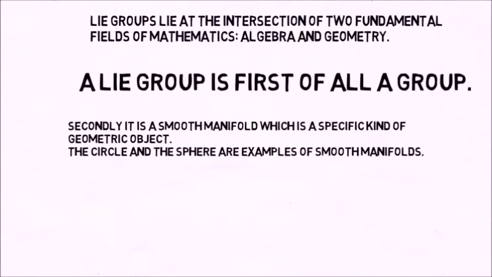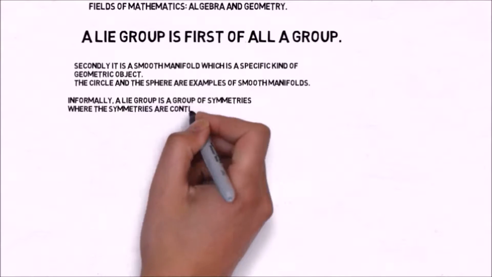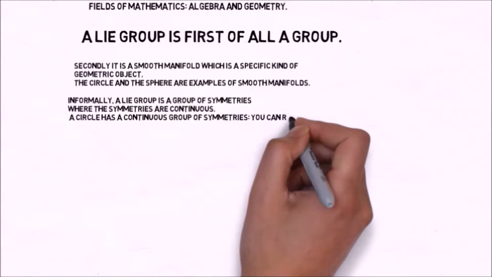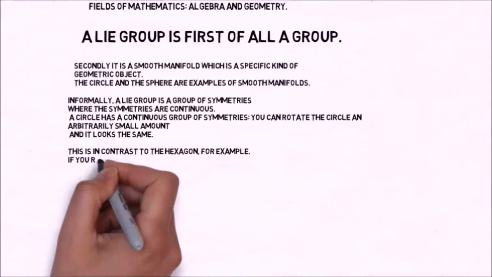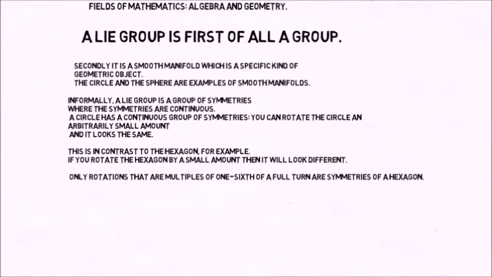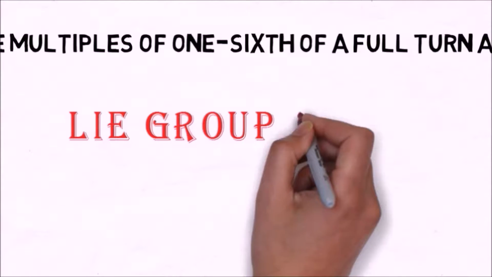For example, a circle and a sphere are examples of two smooth manifolds. A Lie group of symmetry should have continuous symmetries. For example, a circle has a continuous symmetry, so it is a Lie group. But for a hexagon, we cannot have the continuous symmetry. It is discrete, so we cannot consider hexagonal groups as a Lie group.